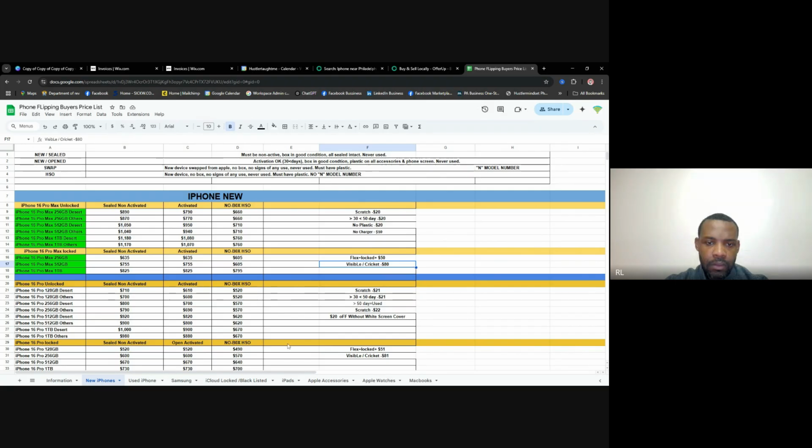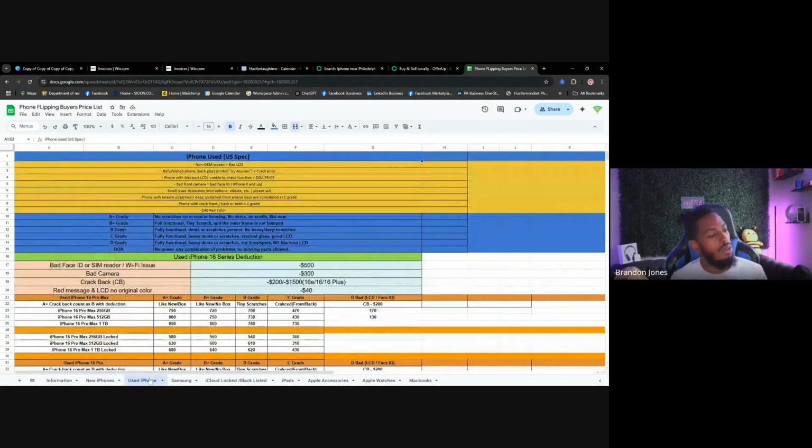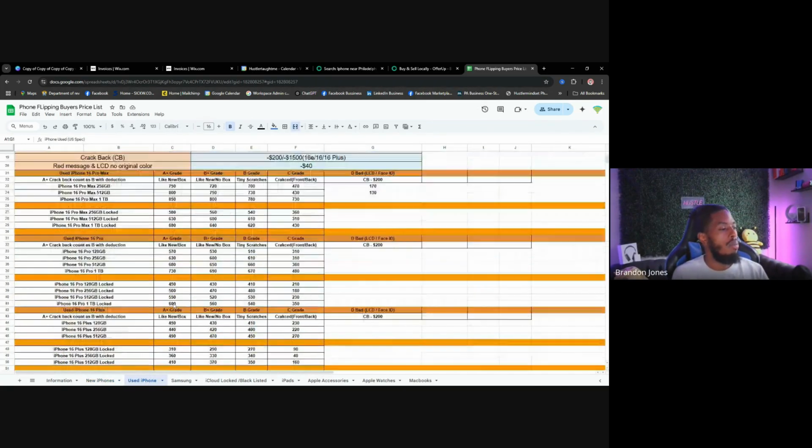Now we go over to the used iPhone tab, and this is more intricate because you have to make sure you understand the grade model in depth. It's not as complicated as some may make it. It's actually quite simple once you get the hang of it. First thing I'll tell you is you'll probably always buy B grade. B grade is all I buy.